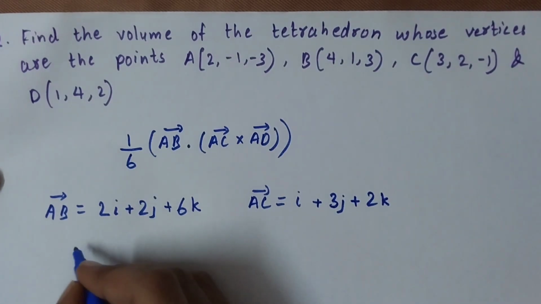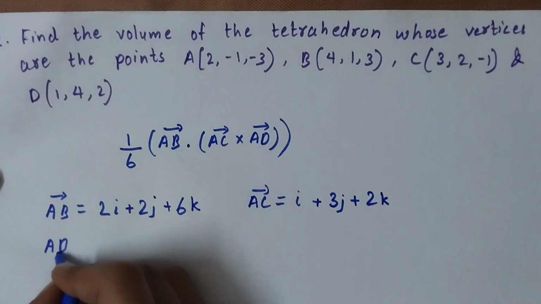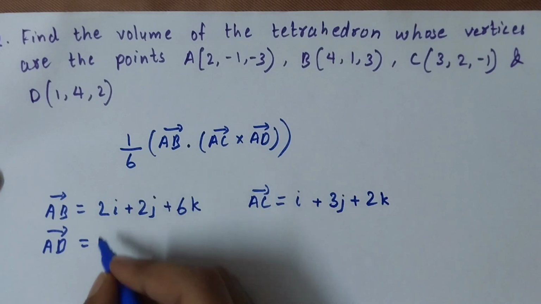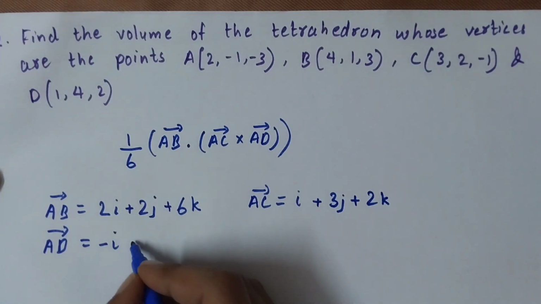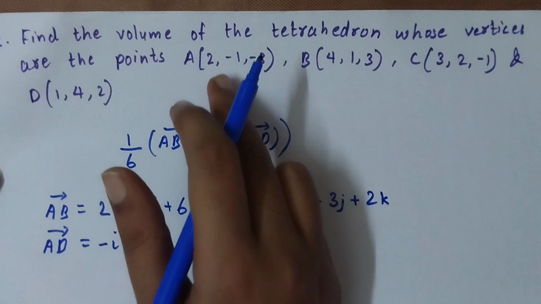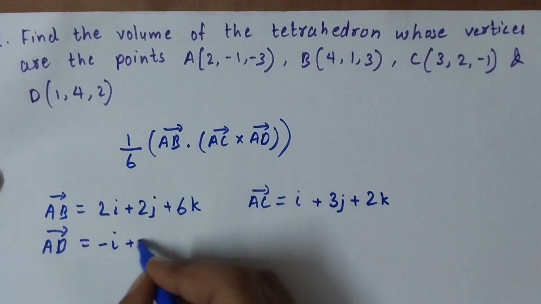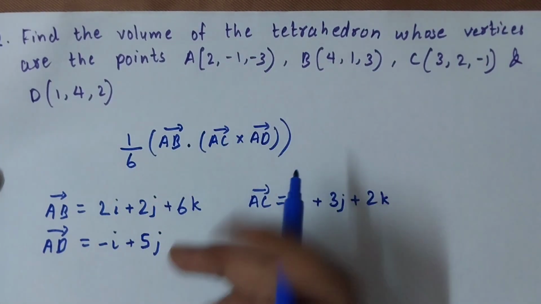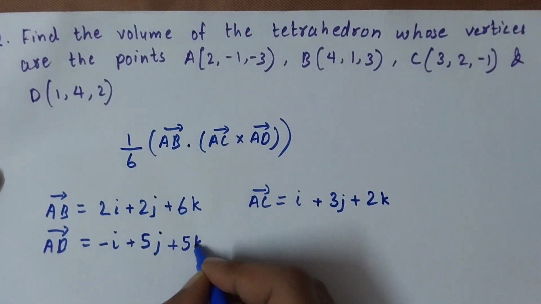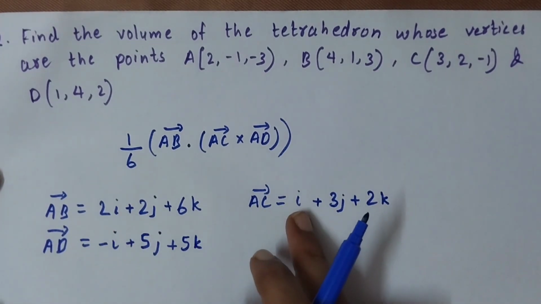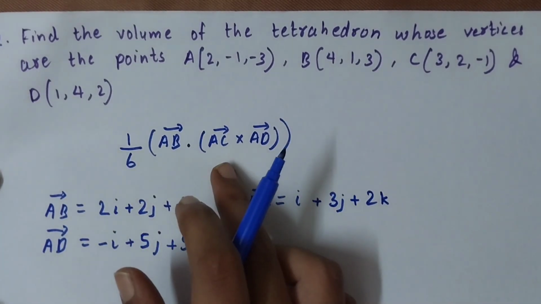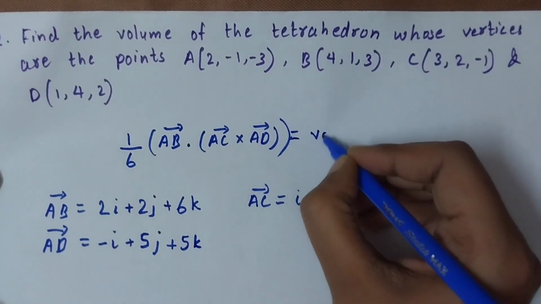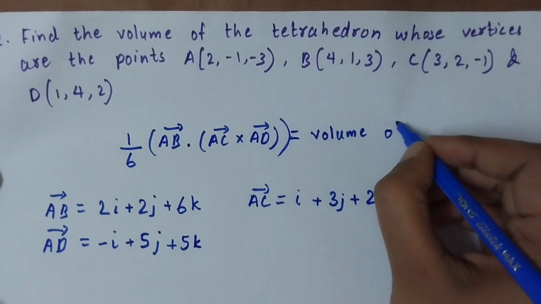Now AD vector. AD vector is 1 minus 2 is minus 1, minus i, plus 4 minus 1 is 5j, 2 minus 3 is plus 5k. So this is our AB vector, AC vector, and AD vector. Now put these values in our formula. This is the volume of tetrahedron.